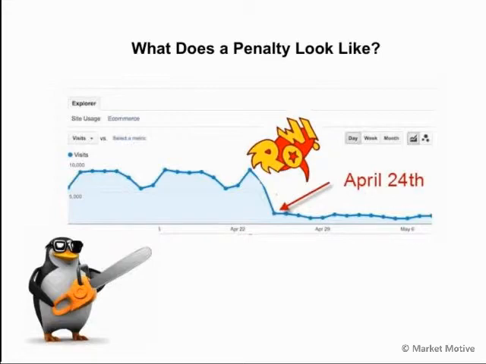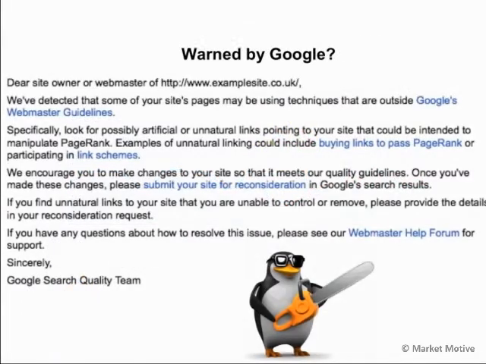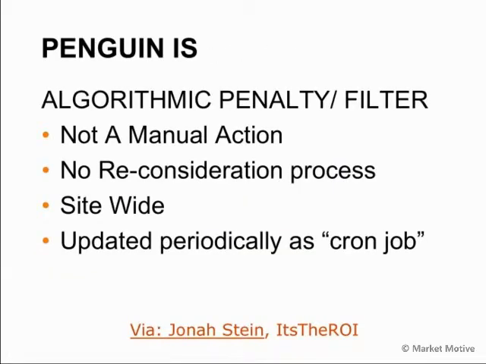And that's a big part of what the Penguin update was. People were warned by Google about unnatural linking, and it was detected algorithmically. So Penguin as a filter or as a penalty, which is a little bit of a hybrid of both, is an algorithmic penalty or filter, not necessarily a manual action, and therefore you can't do that reconsideration process. And that's why we need the Disavow tool. It's a site-wide penalty, and it's updated periodically algorithmically. So we can't do that reconsideration request.